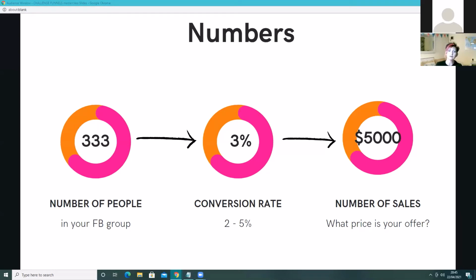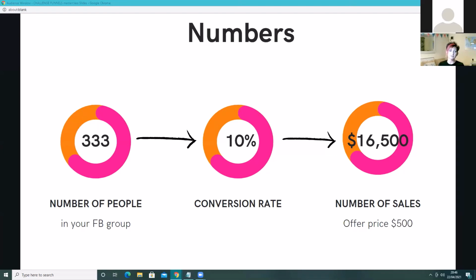Now you might be thinking, well, those numbers are a bit low. You want more. Okay, so let's take another look again. Once you know your conversion rate, this is where the numbers can get a bit more exciting. You still got your $500 offer, but look what happens when you've got a 10% conversion rate.